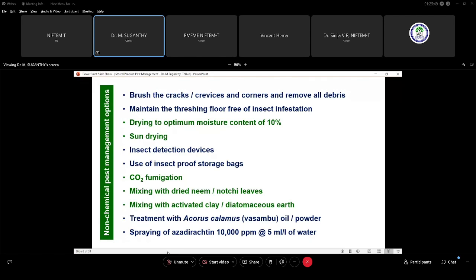Then drying to an optimum moisture content of 10%, because if the moisture content increases beyond 10%, definitely it leads to an outbreak of pests during the process of storage. And sun drying. Sun drying is a traditional age-old practice, but it is a wonderful practice for the management of stored product pests. Because when we dry the seeds or the grains under the sun, definitely it kills the life stages of insects. So if we kill the life stages of insects and clean the grains before storage, definitely the pest load or the damage can greatly be reduced.